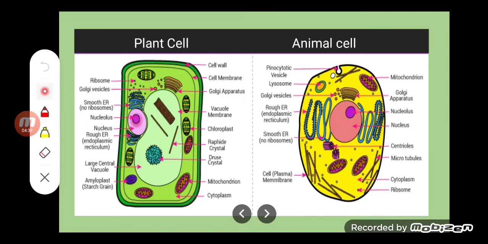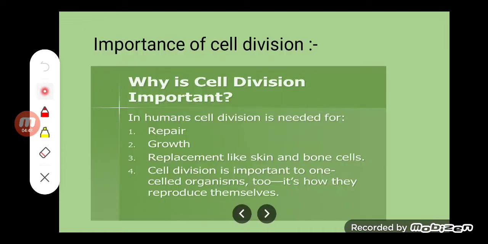Both kinds of cell, either animal cell or plant cell, grow in number by the process of cell division. So now let us see why cell division is important. In humans, cell division is needed for repair. Which kind of repair? Like if you get a cut in your skin or your bones get damaged, they get healed by cell division. So that is the importance of cell division.